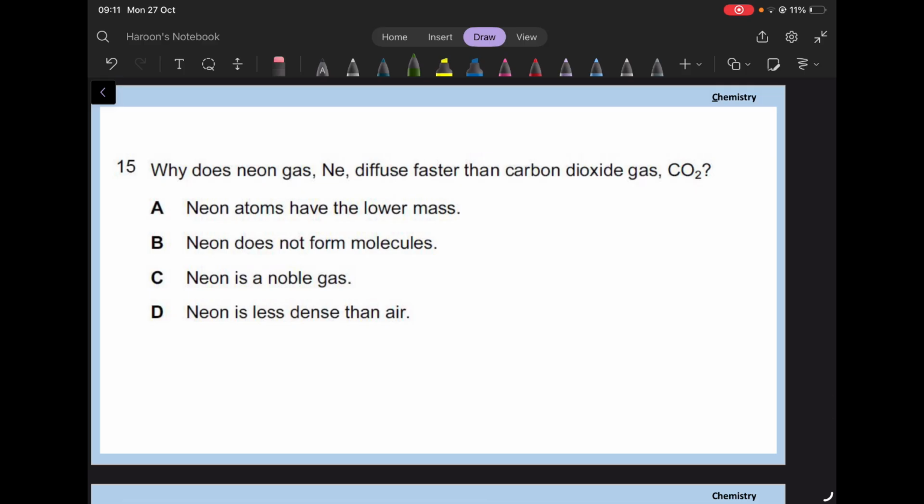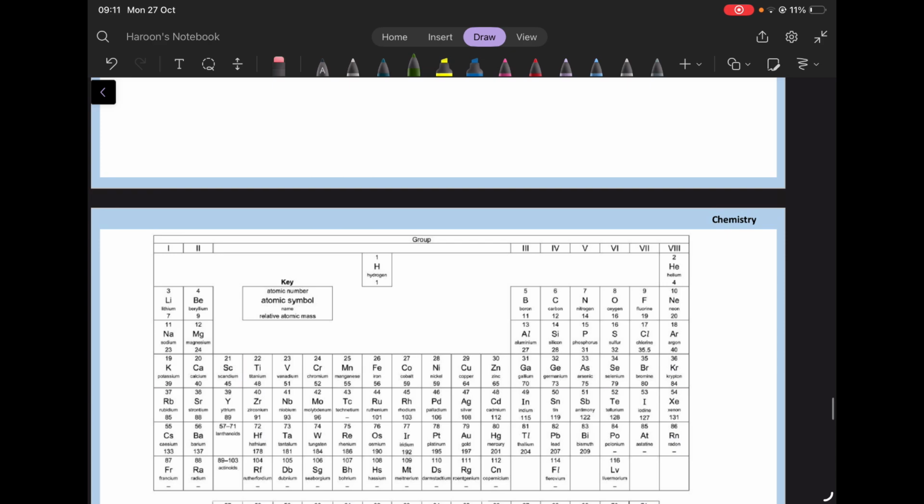Why does neon gas diffuse faster? Because neon, you can see neon has a mass of 20.